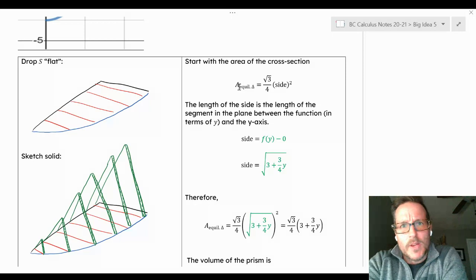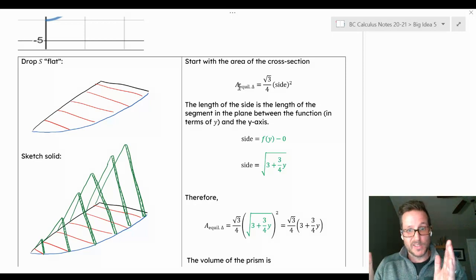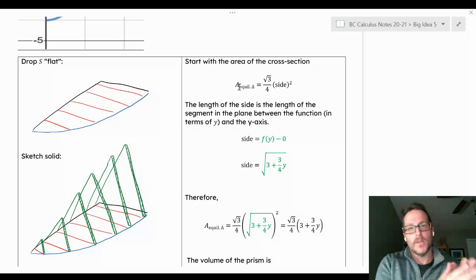So the length of one of those sides in the equilateral triangle is just the horizontal distance between the parabola and the y-axis. So that's horizontal distance, that's right minus left. That's the function in terms of y minus the y-axis, which is just x equals 0.